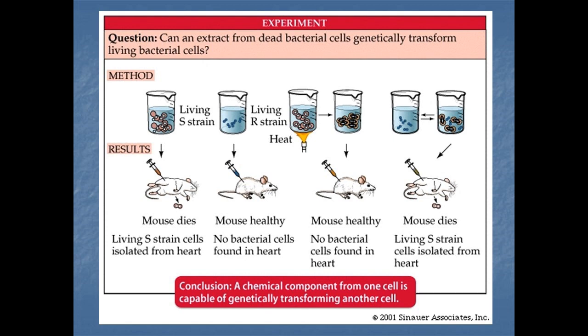So he concluded that a chemical component from one cell is capable of genetically transforming another cell. What he is trying to tell us is that in the last experiment, he used a heat-killed S strain, which is inactive, and a living R strain, which is non-pathogenic. Something happened that transformed the non-pathogenic R strain into a pathogenic one. So he concluded that a chemical component from one cell is capable of genetically transforming another cell.